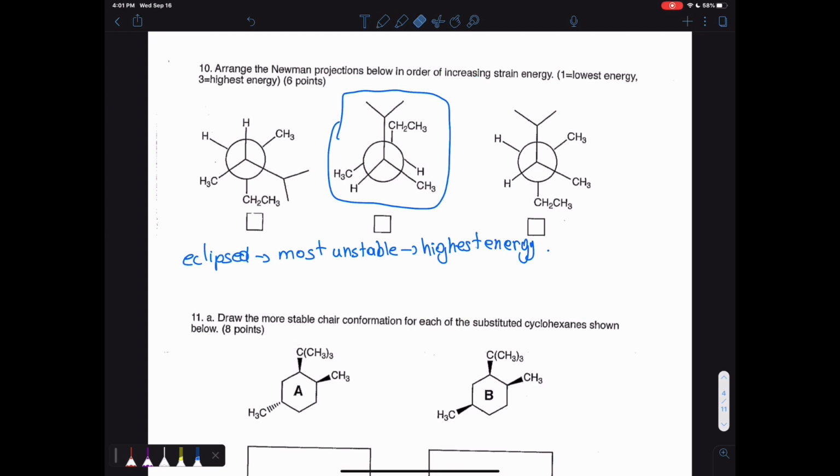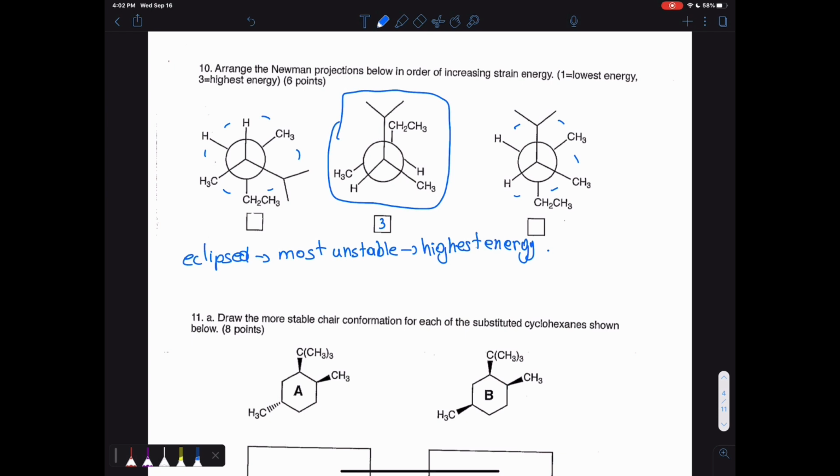So looking at this one, we know that there is an ethyl next to a 1-methyl ethyl, right? If you look at the middle one, it's the only one that is eclipsed compared to the other one where it's called gauche or something like that. I don't know how to pronounce it, but do you see how there's distance between them? So immediately that tells us that the middle one is the one with the highest energy.